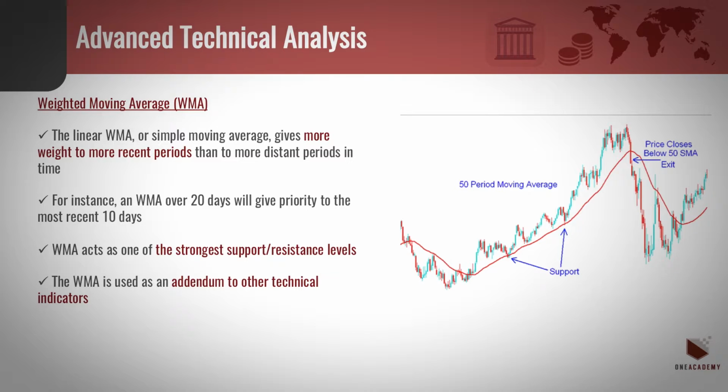Advanced Technical Analysis. Linear Weighted Moving Average, WMA. The weighted moving average, known as WMA, is similar to the ordinary arithmetic average. The only difference between the two is that the WMA gives more weight to more recent periods than to more distant periods in time, in contrast to the simple arithmetic mean, which gives equal weight to all observations.